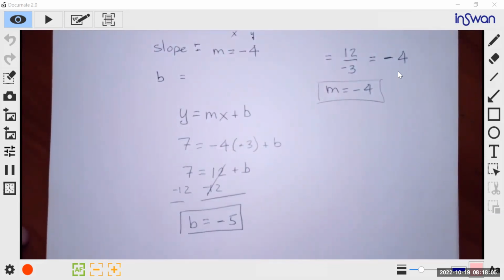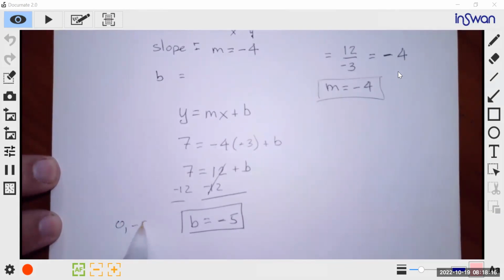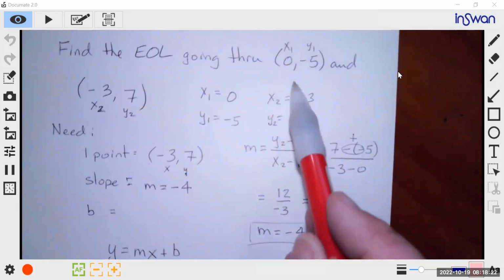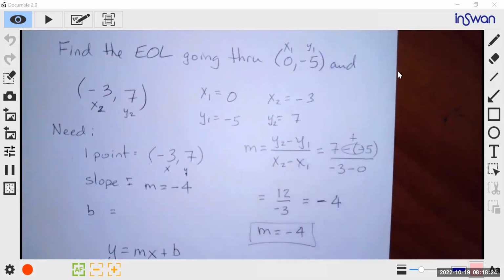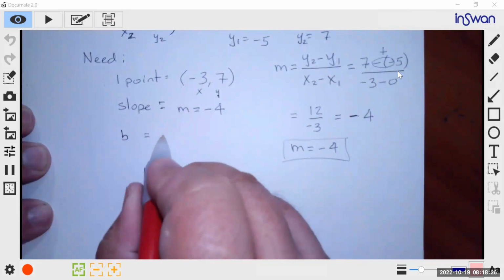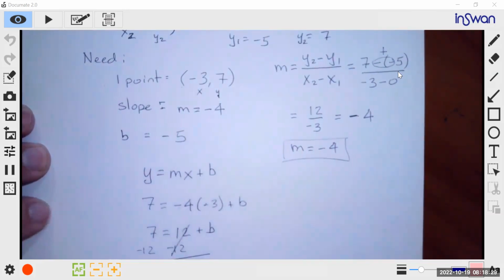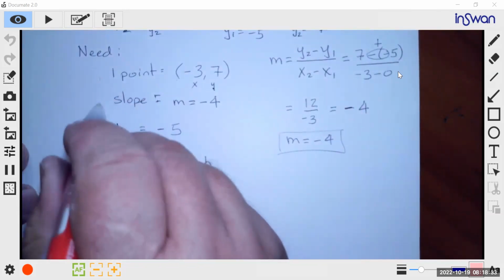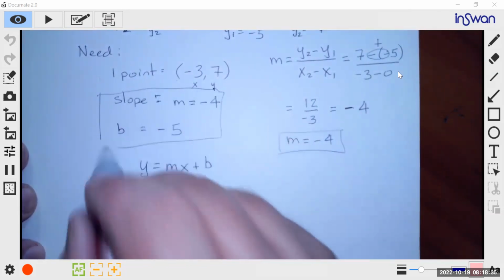Didn't we know we had a y-intercept already? What's the location of the y-intercept? 0, -5. Because to find the y-intercept, set x equals 0, and whatever the y is, that's what we had up here. Our y-intercept is -5. So now we have everything we need right here. We have M and B.